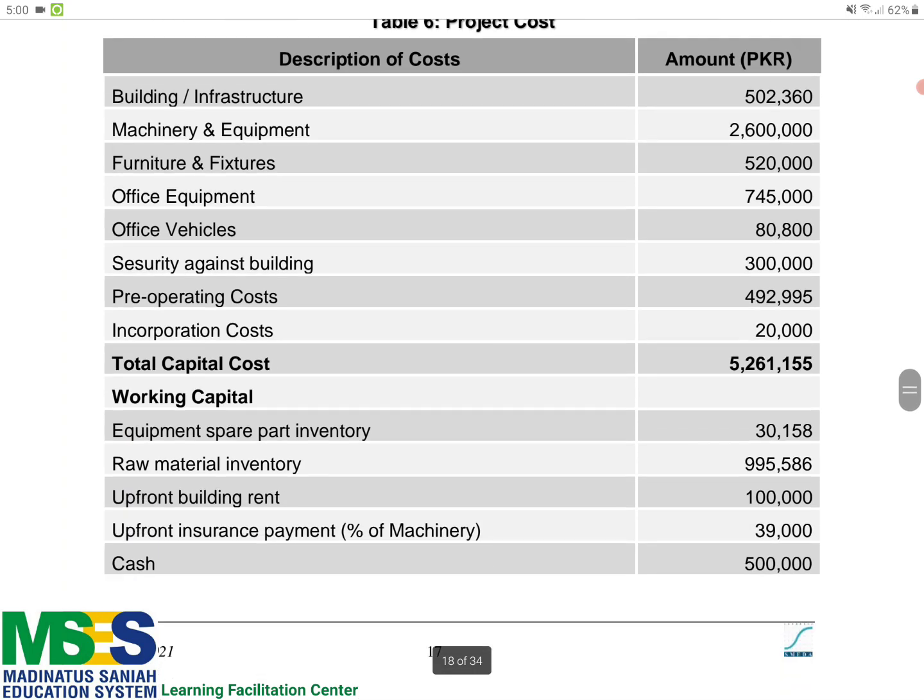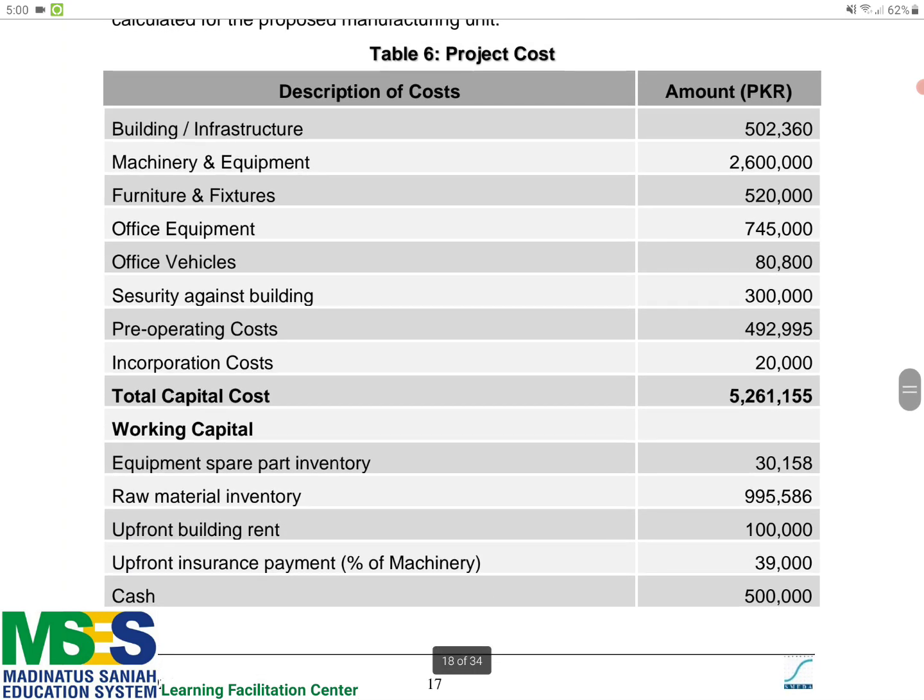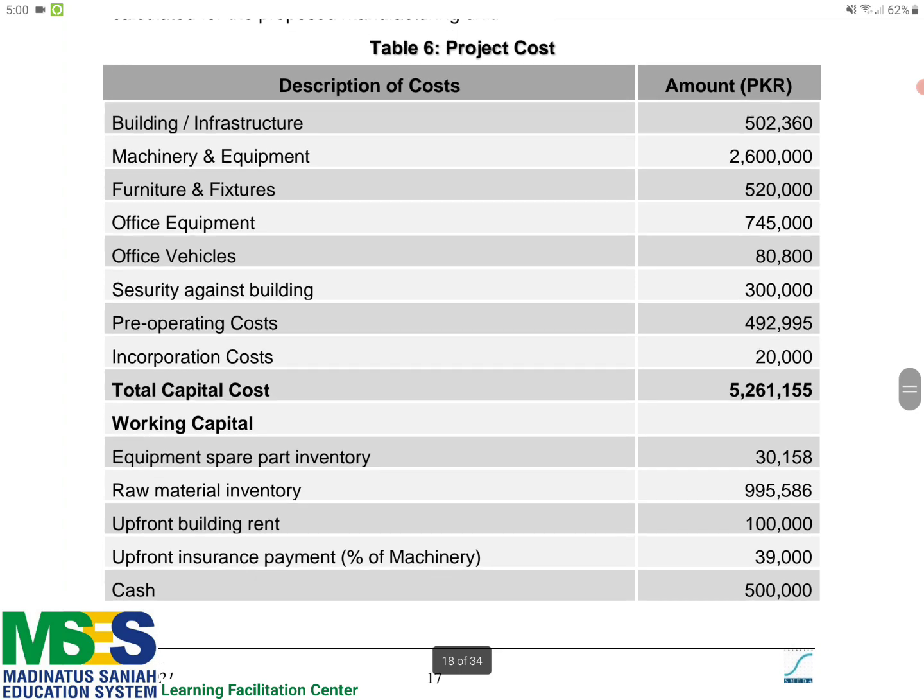Okay, can you show us the cost, please? Total capital cost? Total capital cost is 5 million 261,000.